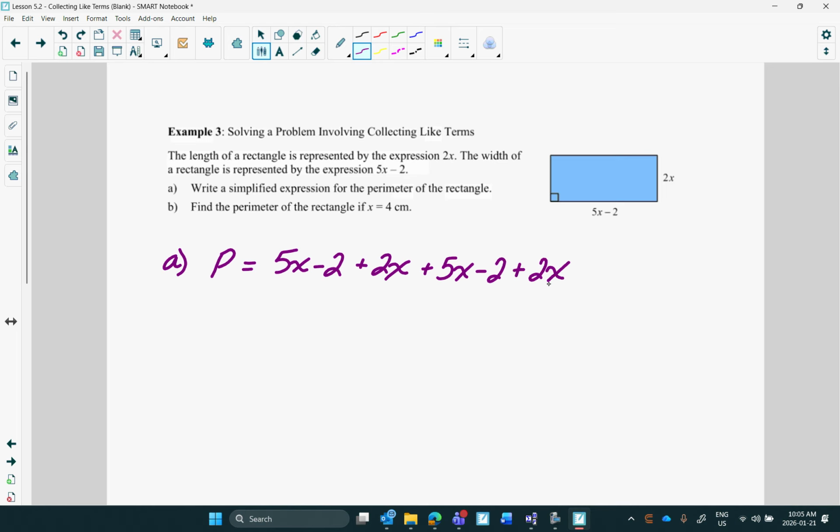So I've got a long expression, but if I look at it, I can simplify it. I've got a bunch of x's I can combine. I've got a 5x, positive 2x, positive 5x, positive 2x. What does that mean? 14x. And then I've got a minus 2 and another minus 2. Minus 4. Well, this is a lot easier to deal with than this.